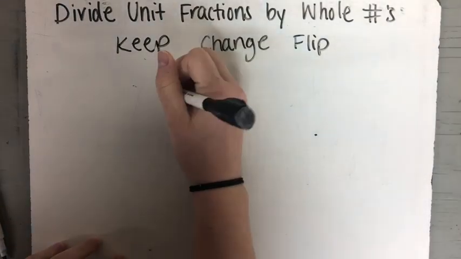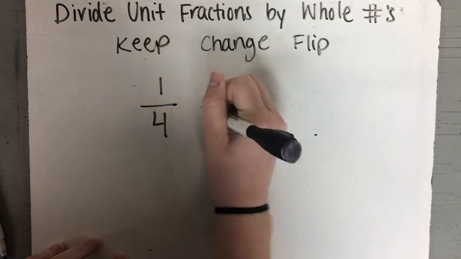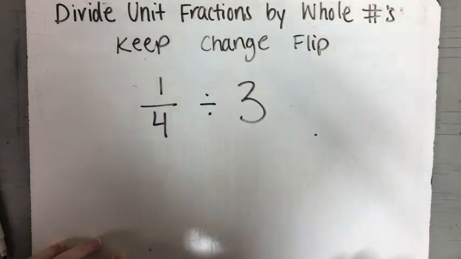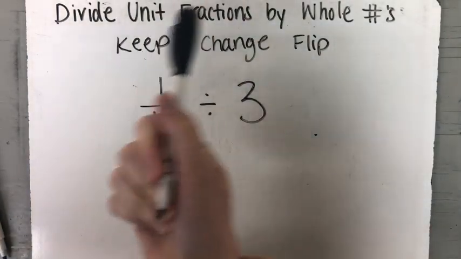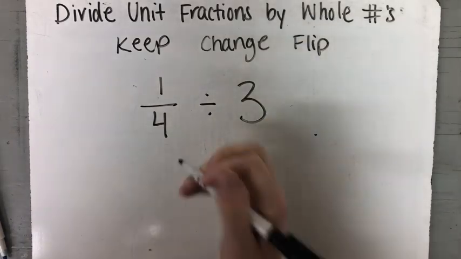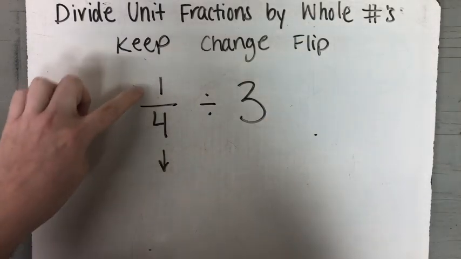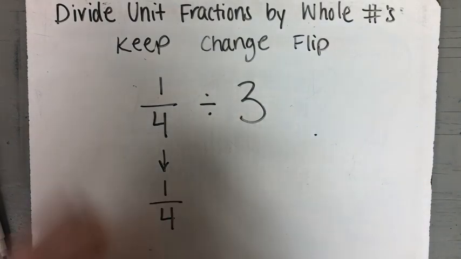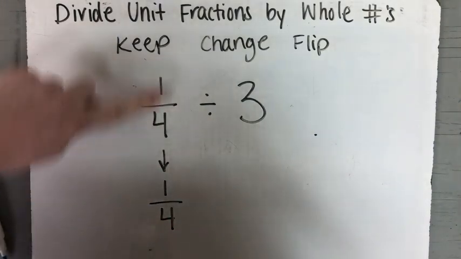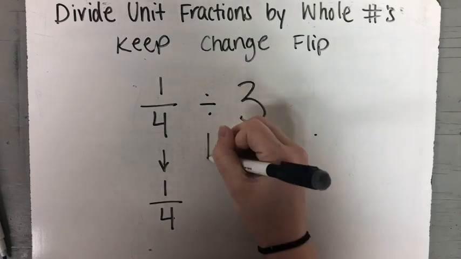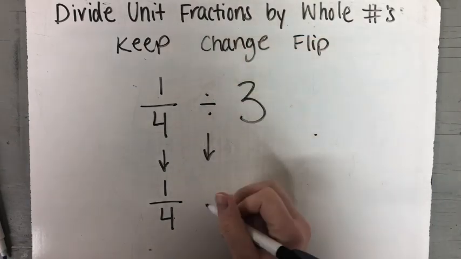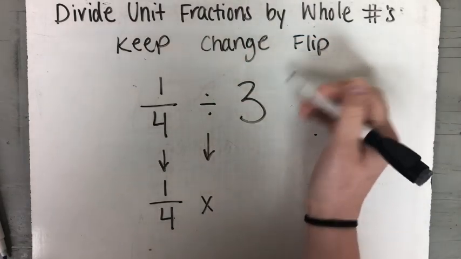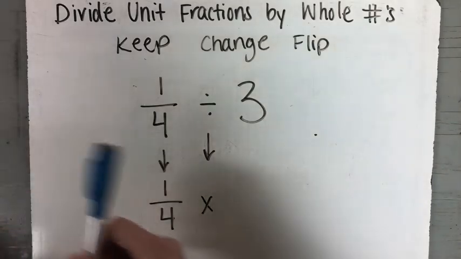All right, let's do this example. I have 1/4 divided by 3. Okay, so we're gonna keep, change, flip in order to solve this problem. So first I need to keep my 1/4 because it's in the first position. I keep whatever is in this first position. I need to change my division sign to a multiplication sign, and I need to flip my 3.